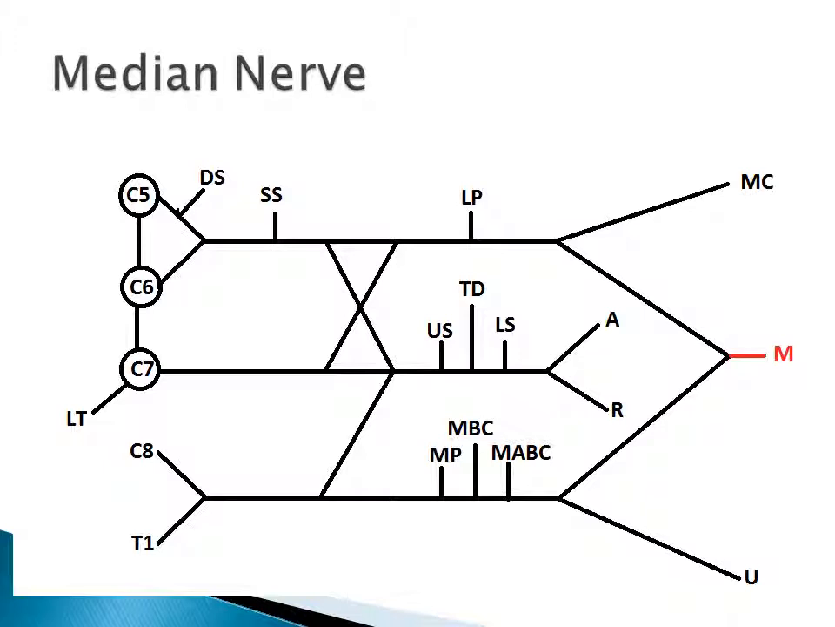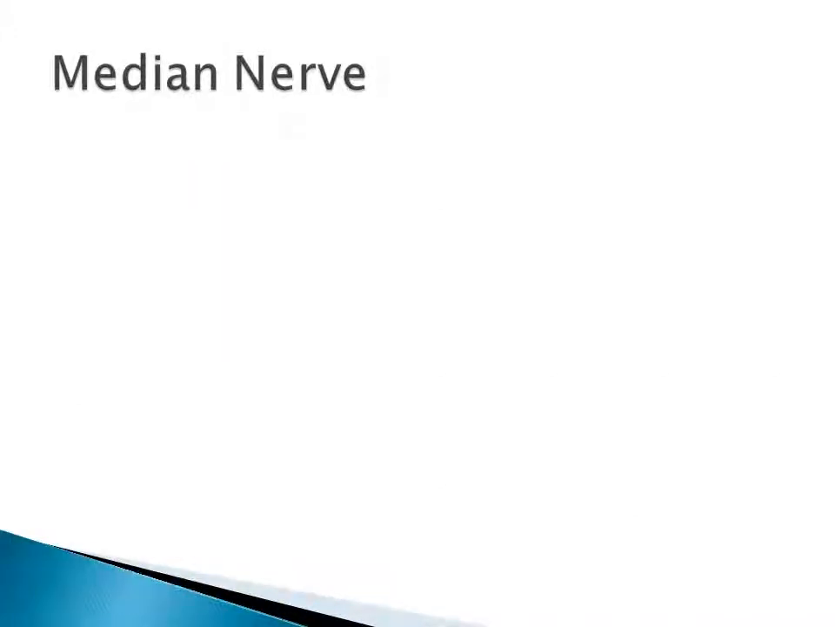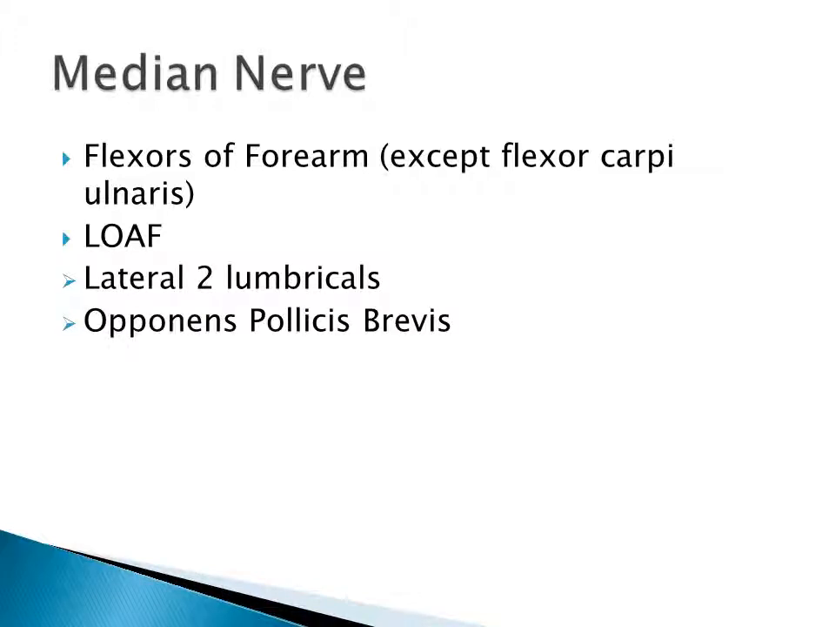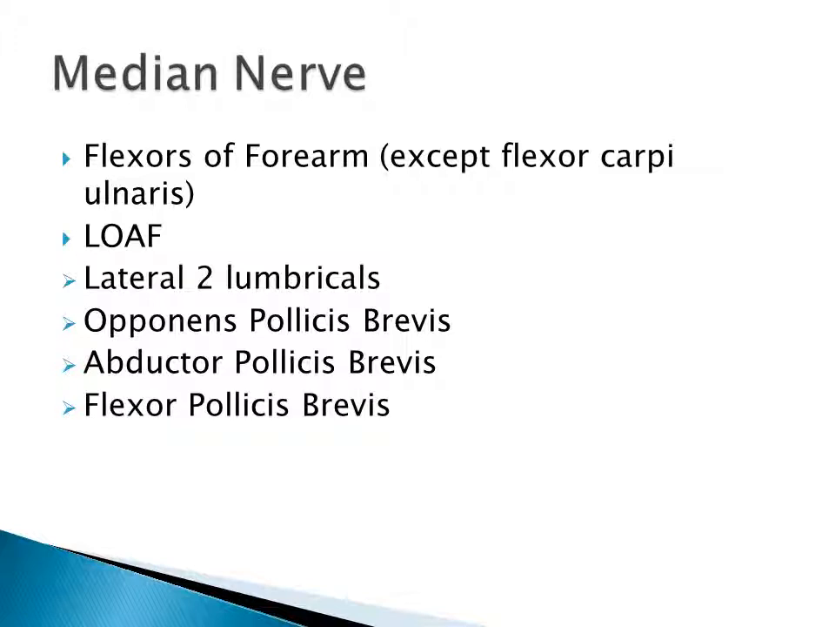Our next nerve is the median nerve. The median nerve innervates the flexors of the forearm except for the flexor carpi ulnaris. In addition to this, it also innervates some of the muscles of the hand, which may be remembered by the acronym LOAF, which stands for the lateral two lumbricals, the opponens pollicis, abductor pollicis brevis, and flexor pollicis brevis.